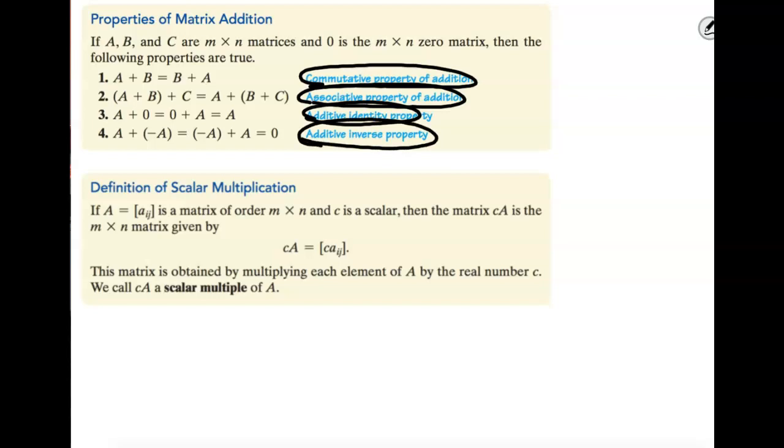On the next video, we're going to focus on scalar multiplication, where you're multiplying all of the elements in a matrix by that scalar value.